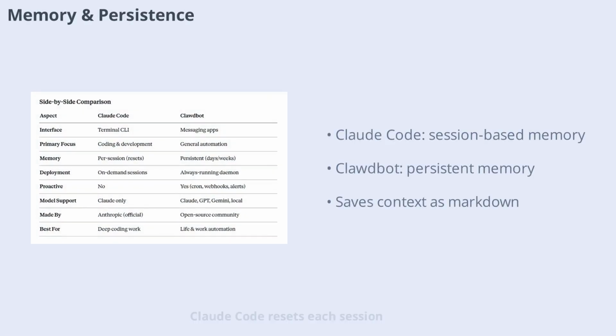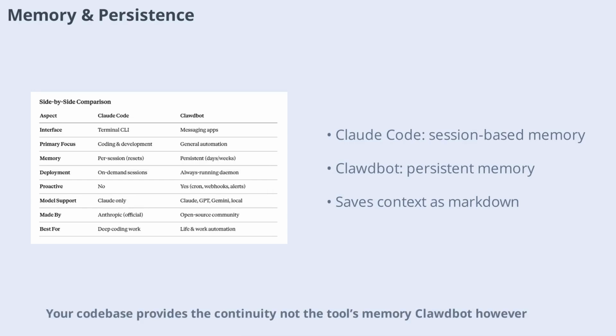Claude Code resets each session. It's great at remembering context within a project while you're working, but once you close the terminal, it starts fresh next time. Your codebase provides the continuity, not the tool's memory. Clawdbot, however, maintains persistent memory across days and weeks. It saves conversations, preferences, and context as markdown files, so you can pick up right where you left off.